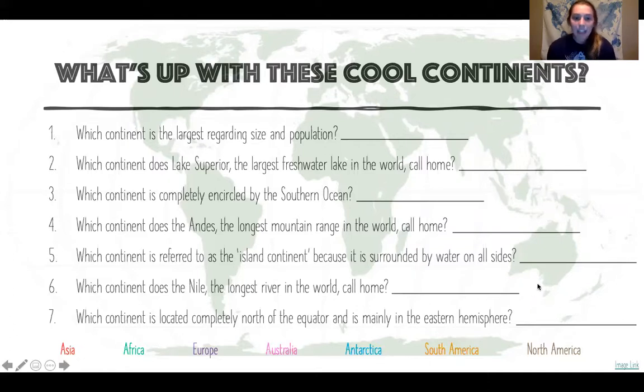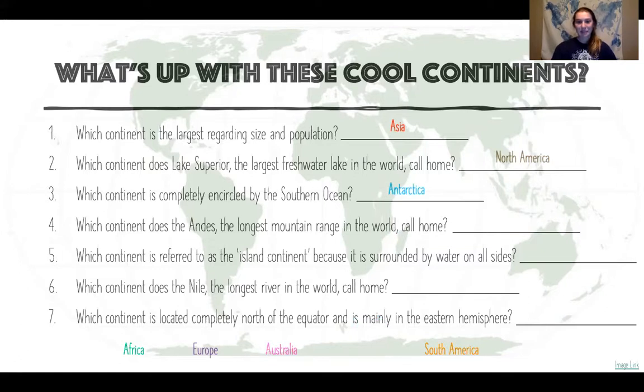Okay, now that I have all of your answers, let's see what the answer is to each of these questions. Which continent is the largest regarding size and population? Asia. Make sure you're writing the correct answers down if you missed any of these. Number 2, which continent does Lake Superior, the largest freshwater lake in the world, call home? North America. Which continent is completely encircled by the Southern Ocean?